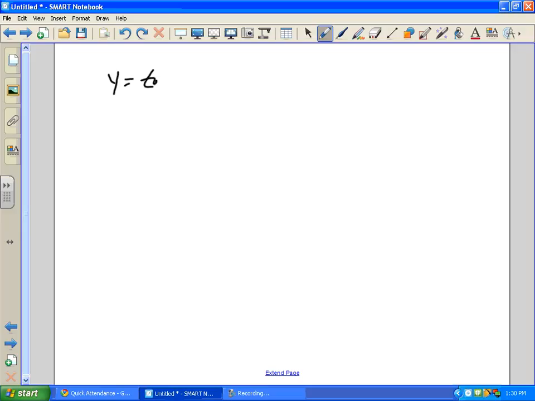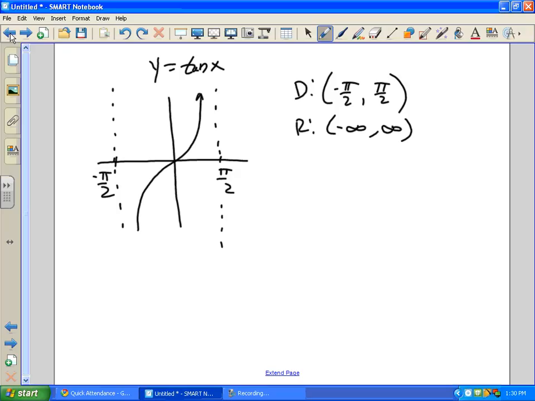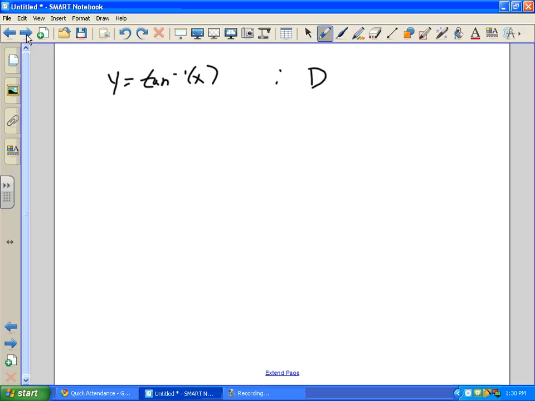Y is equal to the inverse tangent of x. What would be its domain? The domains and ranges switch, so it would be all real numbers, negative infinity to infinity. What would the range be?